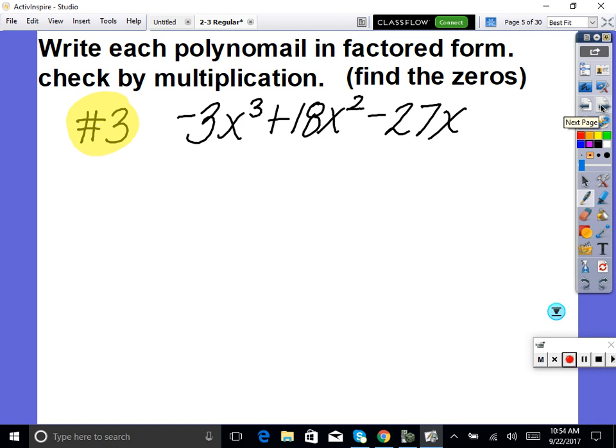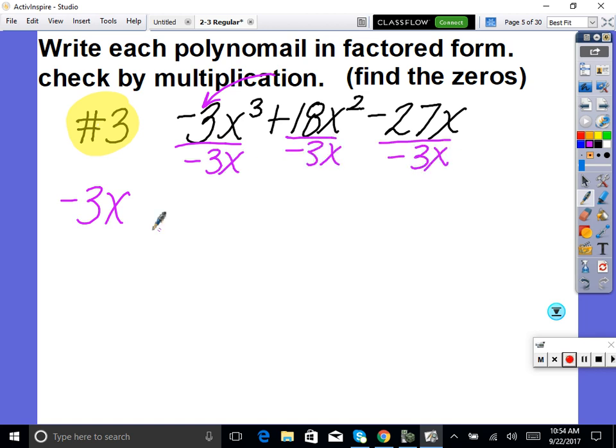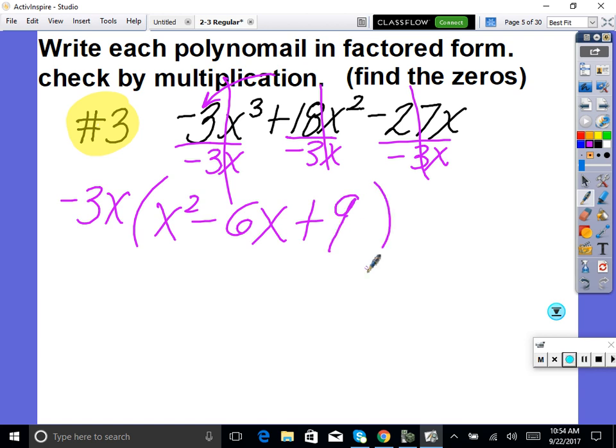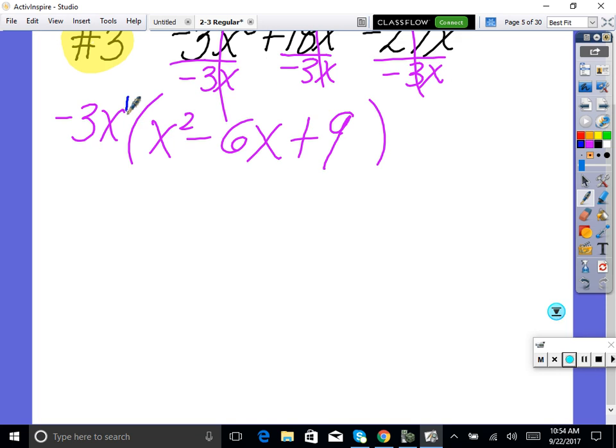What should I pull out here, everybody? I'm loving that you said negative because there's a negative in front. You're awesome to remember that. So pull out negative 3x, divide by negative 3x, divide by negative 3x, divide by negative 3x. Let's write what we have left over. Very confidently. What do we have here? You're awesome. What about here? You're awesome. And plus 9. And then you'd say to yourself, cool, I have factored out the greatest common factor, giving me one linear factor. Let's see if the quadratic continues to factor.